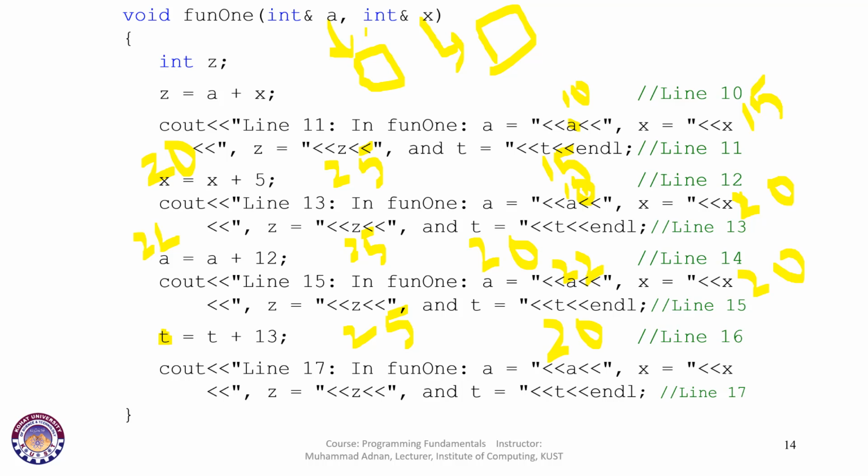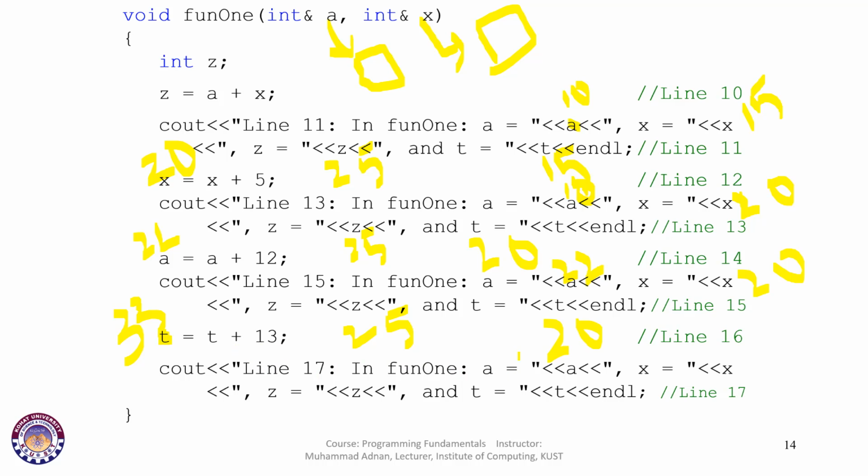and x was also addressing or pointing to the t variable. So we will get the value of 33 here, because now t is having value of 20. 20 plus 13 is 33.